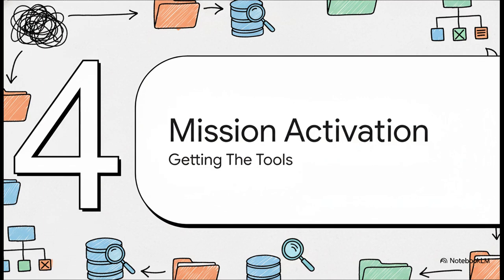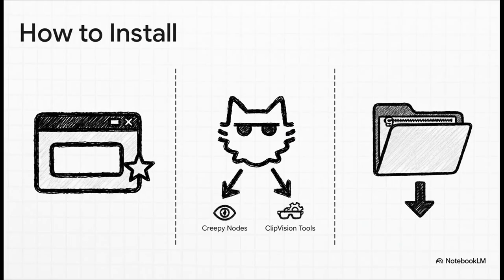All right, you've seen the power of the cleanup crew and the searchable database. And I know what you're thinking. How do I get these tools? How do I activate this mission for myself? It's actually pretty straightforward. By far the easiest way is through the ComfyUI manager. But you can also install the Creepy Nodes and ClipVision tools directly from their GitHub pages. And to make it even easier for you, you can download the complete pre-built workflow file right now.